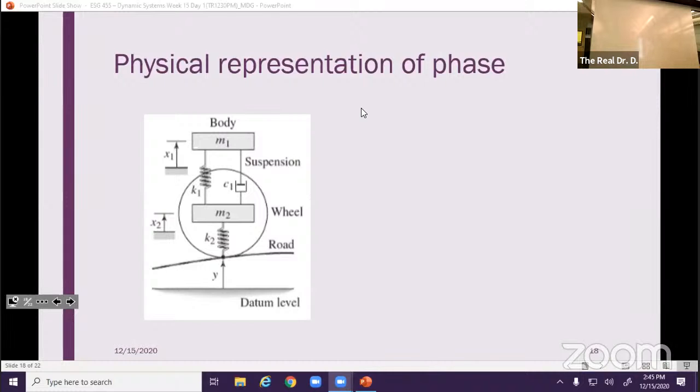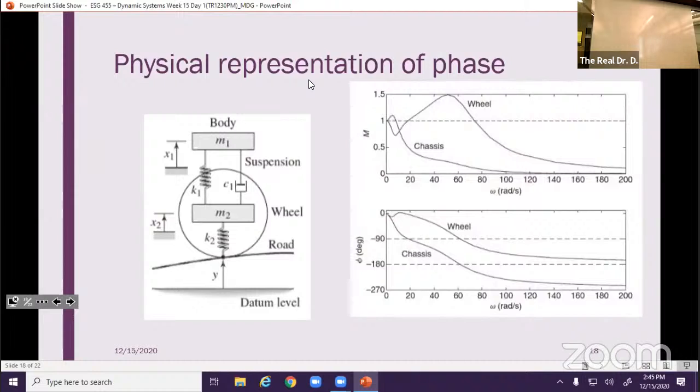So what does the Bode diagram for this look like? It looks like this for this particular system. I don't want you to focus on the magnitude so much right now, although the magnitude response is kind of interesting for the wheel. You have this attenuation of vibration followed by this amplification and then this attenuation again. But what I want you to notice is the phase. The wheel and the chassis are always, for the most part, 90 degrees out of phase at any given frequency. So what does that mean?